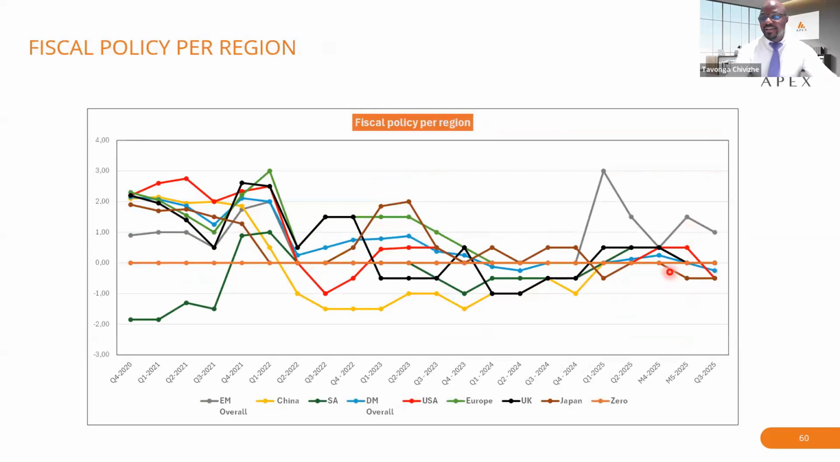Fiscal policy, USA was kind of holding forth. It's kind of weakened, but because of the Big Beautiful Act, you'll see the numbers reflecting that when we see you next quarter. And then first emerging markets, this is actually China, to be honest, has been quite aggressive.